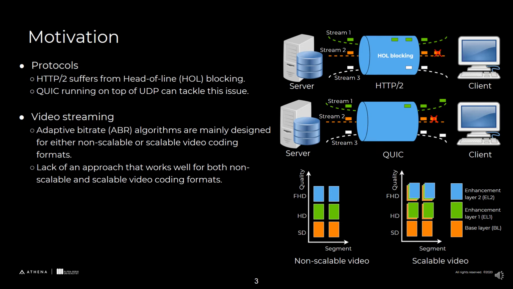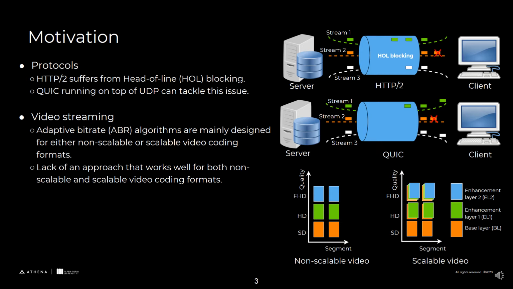Regarding video streaming, adaptive bitrate algorithms are mainly designed for either non-scalable or scalable video coding formats, so there's a lack of an approach that works well for both non-scalable and scalable video coding. It should be noted that in non-scalable video, the client downloads one file to achieve a particular quality. Meanwhile, for scalable video streaming, the client needs to download one or multiple layers.